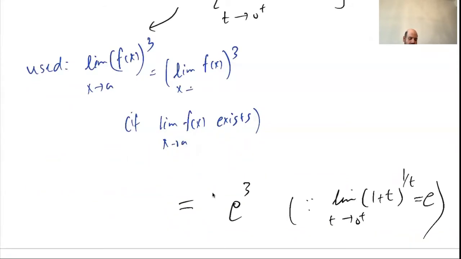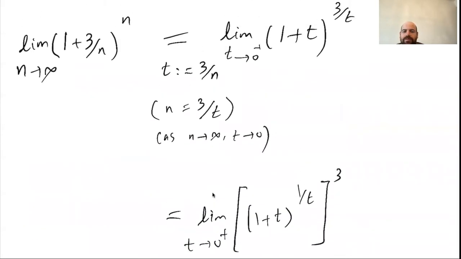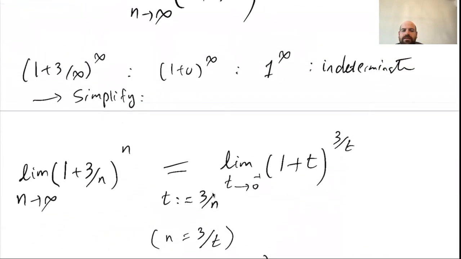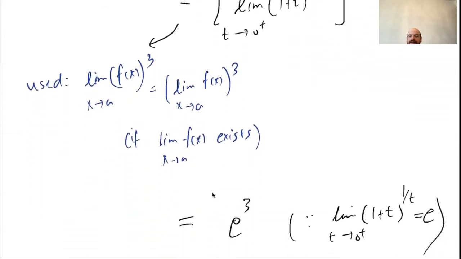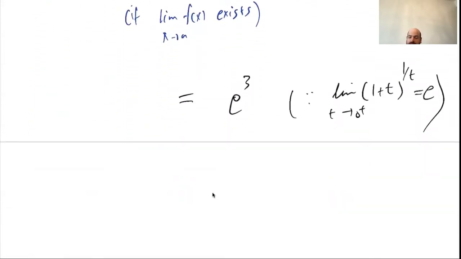Okay, so let's look at another example. In this case, we had 1 to the power infinity, which is why we're saying we have an indeterminate form. When we say indeterminate, it means the answer could be anything. The answer could be 0, could be e to the power 3 like this case, or could be infinity. Let's look at another example.